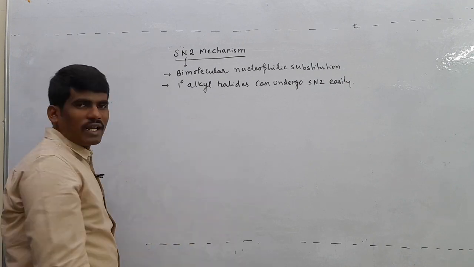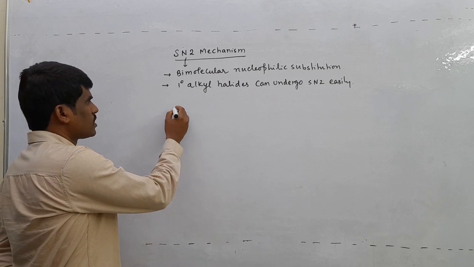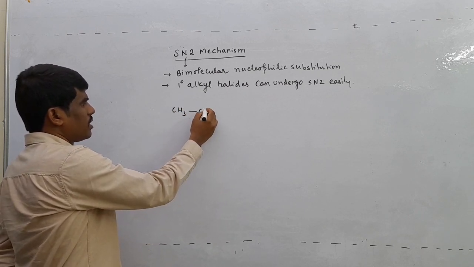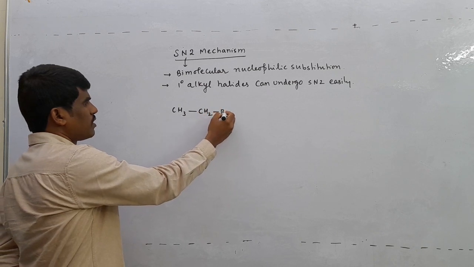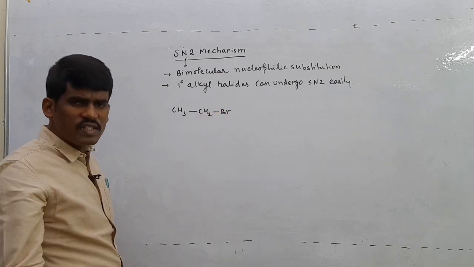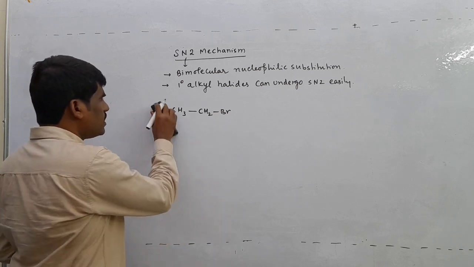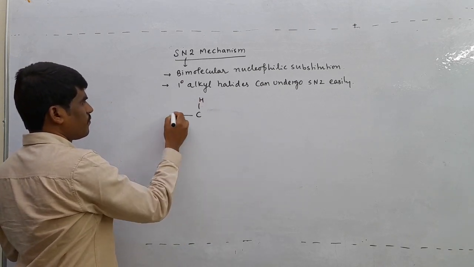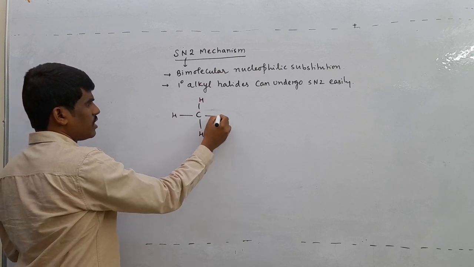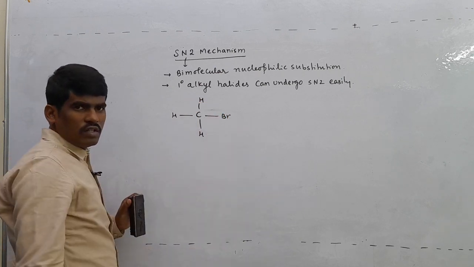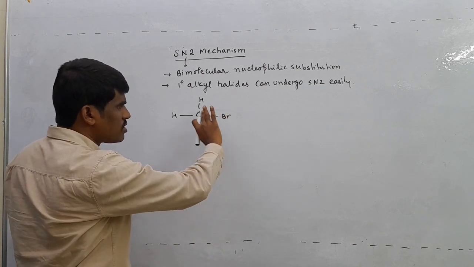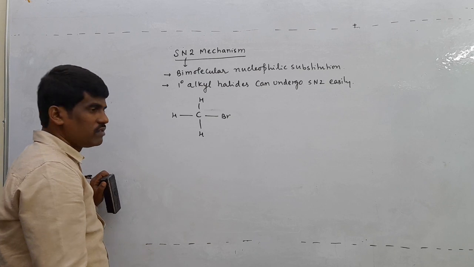How can this mechanism actually proceed? I am taking a primary alkyl halide, CH3Br. Let me elaborate this. So Br is going away from this side, this way Br is leaving.